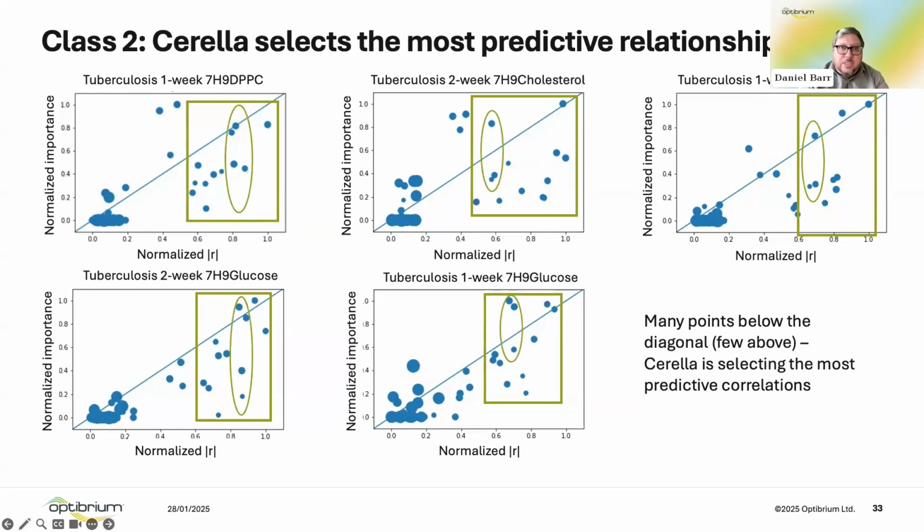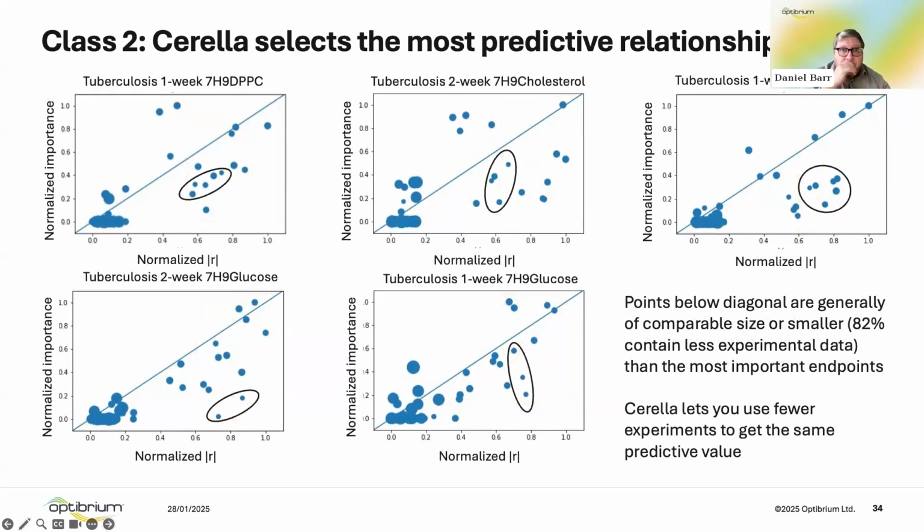We can highlight a few of these relationships here. And we see that in many cases, there's a cluster of endpoints that all show similar correlation, but only one or two of those rise to the level of predictive importance for the imputation model.